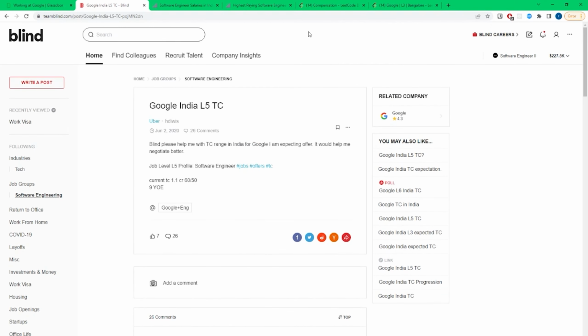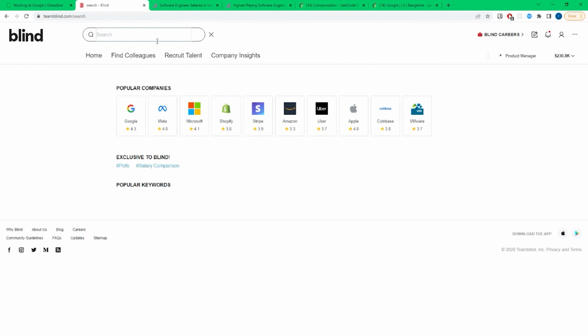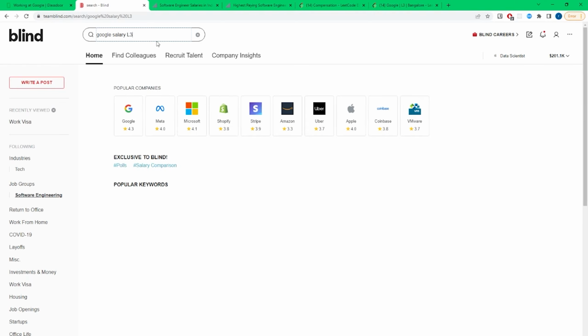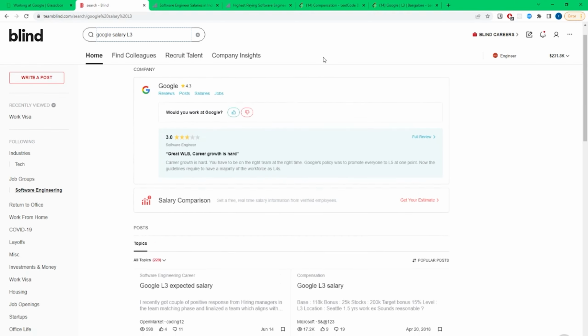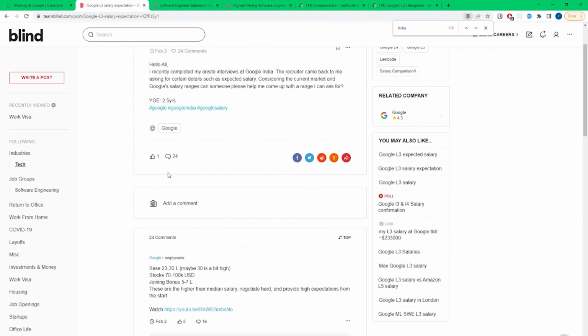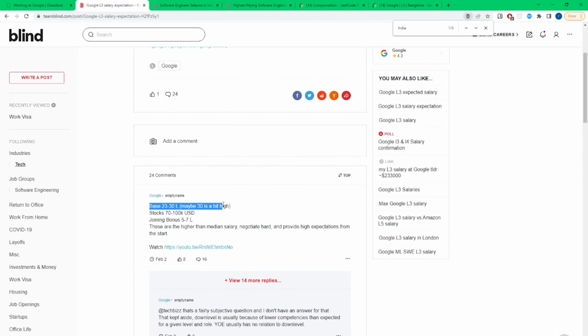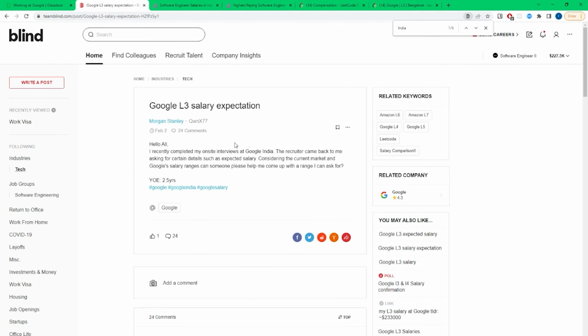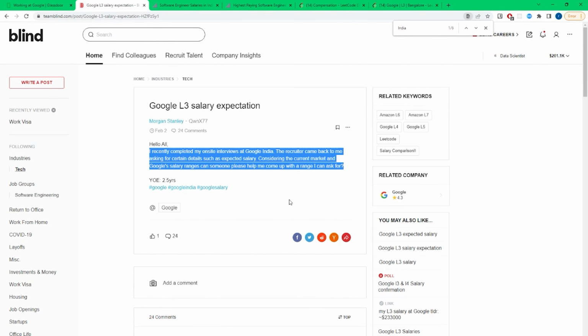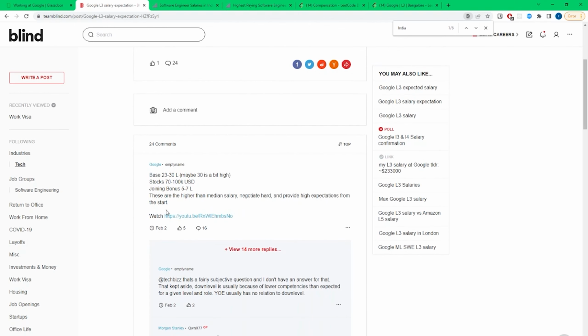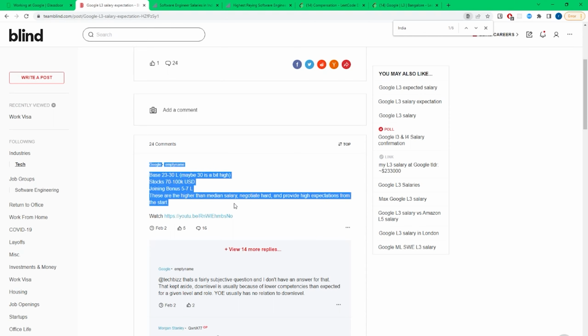So what you can do is simply search for, let's say, Google salary, let's say L3 position. Yeah, right. So this is completely anonymous. This is one of the posts that I saw on Blind where a person is asking how much salary you should expect, or the salary ranges. People share, and these are real employees from Google that share the salary ranges.